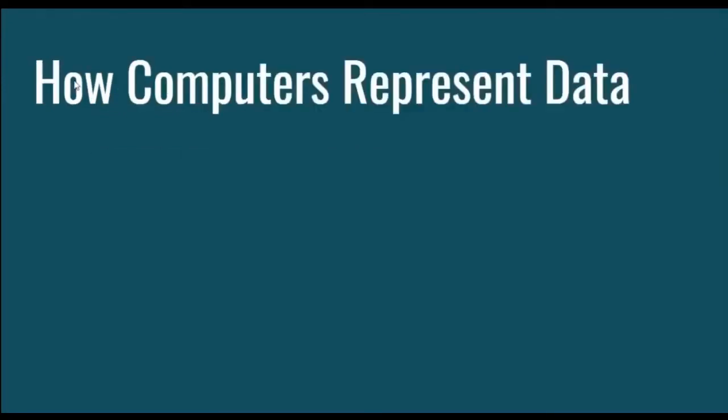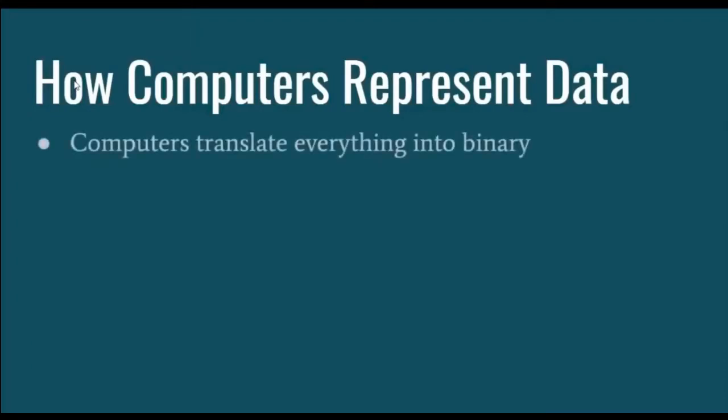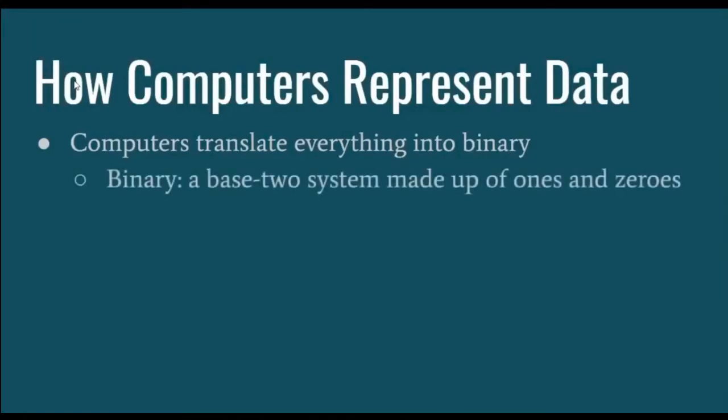Okay, so now we're going to talk about how computers represent data. Data is processed, then allocated to memory, which is essentially dedicating sections of RAM to storing information from a program. You don't really need to worry about how this memory is allocated, but you do need to know that this information is represented much differently than what you end up seeing on your screen. All data is translated into binary, which is a base 2 system made up of ones and zeros.